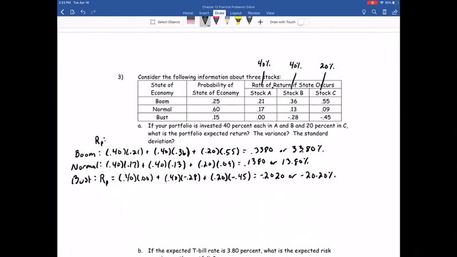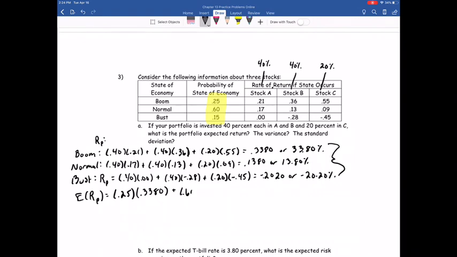So notice that we have not yet utilized the states of these different economies occurring. Now what we do is we apply these probabilities to these expected returns to calculate the expected return of the portfolio as a whole. So there is a 25% possibility of a boom economy occurring. In the event that that occurs, the portfolio will generate a 0.3380 return, so a 33.80% return.